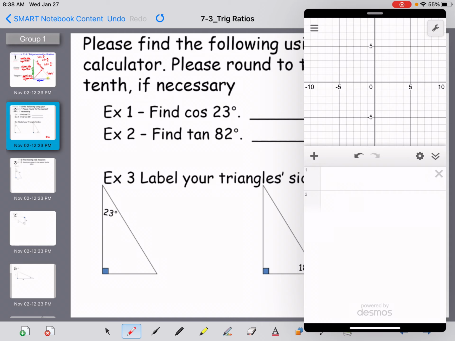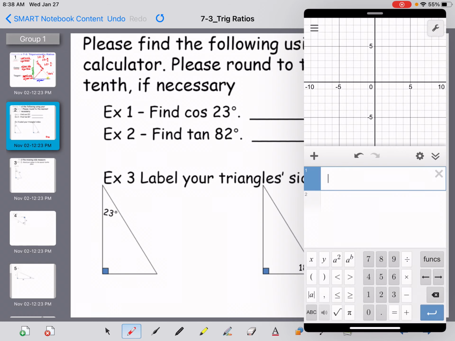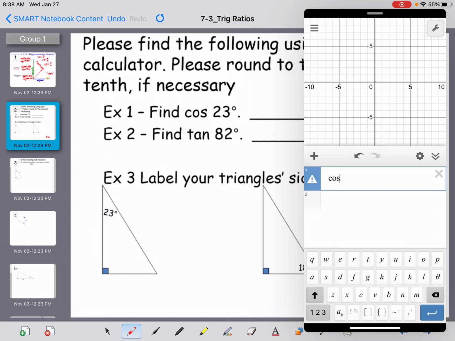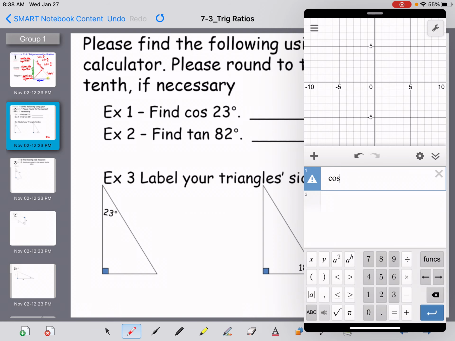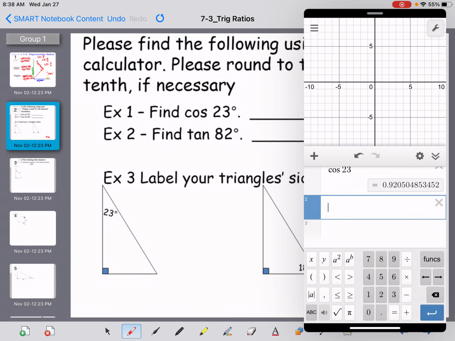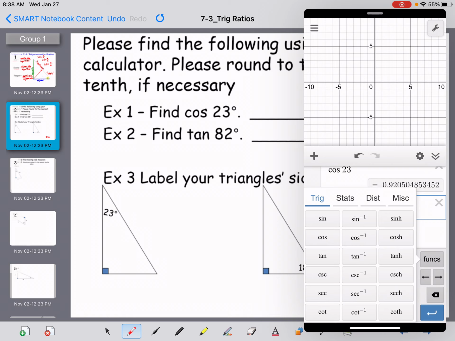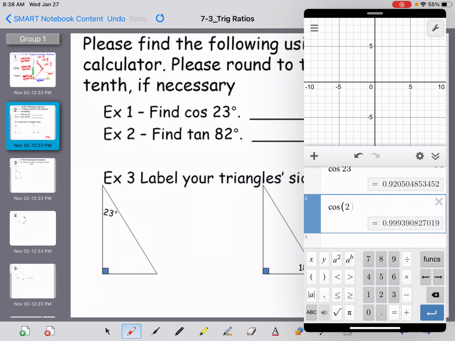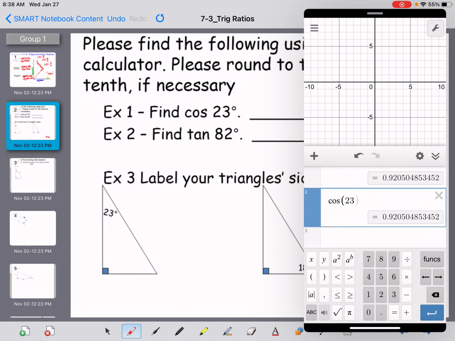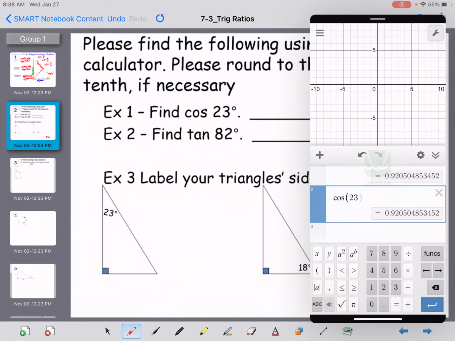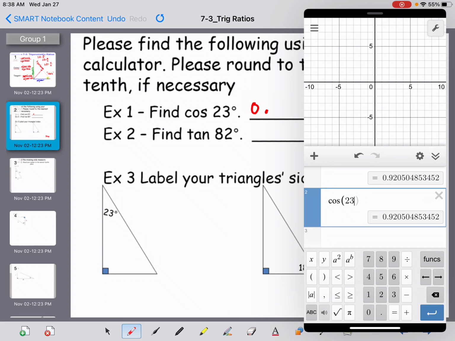So, cosine of 23. When I click here, you can either type cos and then type in 23, or if you hit the functions trig, you can just click on cosine 23. Either way, it'll give you the same number. And so what we can see here is that the cosine of 23 degrees is just a decimal. And what do I need to round to? To the nearest tenth. So it's just a decimal. It's just a number.